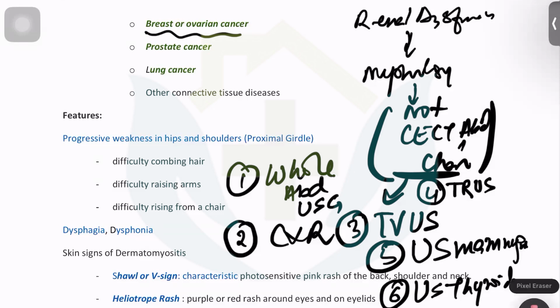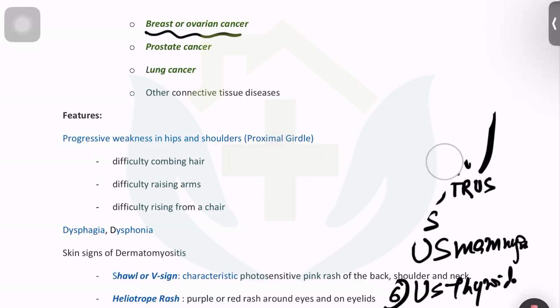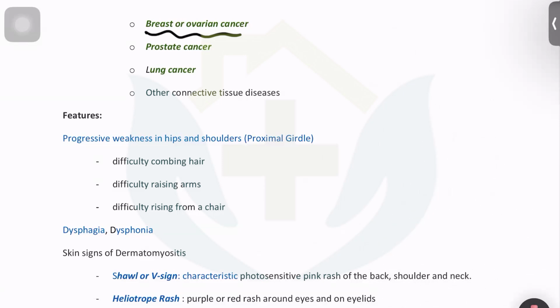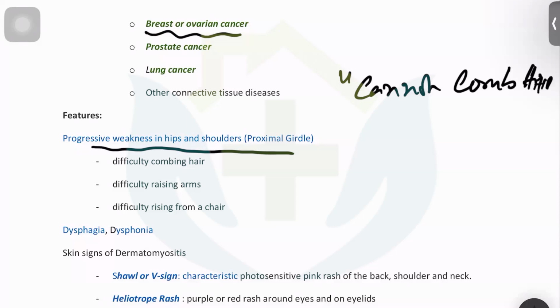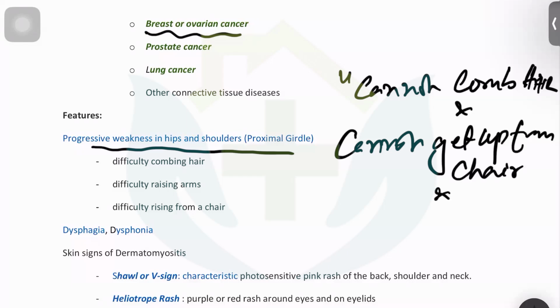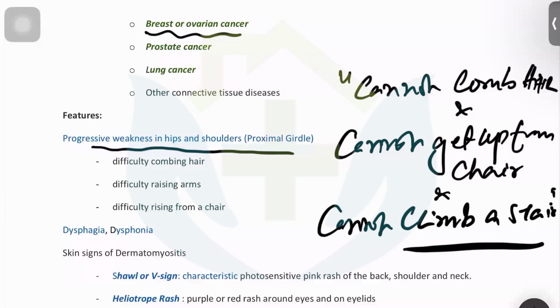Is that clear? So whenever a patient of dermatomyositis is there, they are not asking you about dermatomyositis itself. Everybody will remember those 5 cardinal signs, but they will ask you as a doctor, what will you do next? So the patient will have proximal muscle weakness. The poem is, cannot comb the hair and cannot get up from chair and cannot climb a stair. So these are the presentations which are mentioned in the exam, that the patient cannot comb their hair, cannot get up from chair, and all these things will be mentioned.